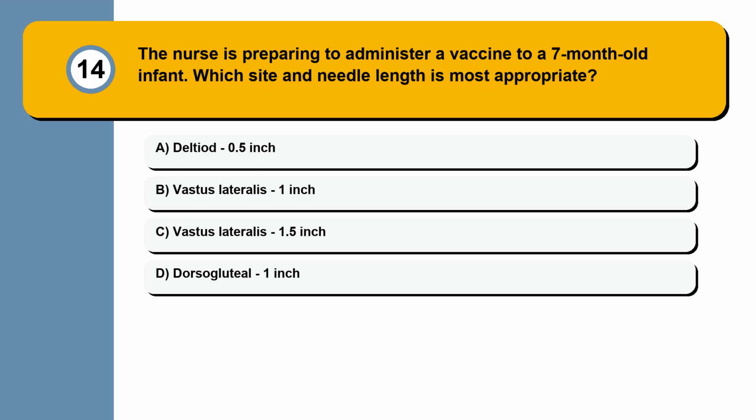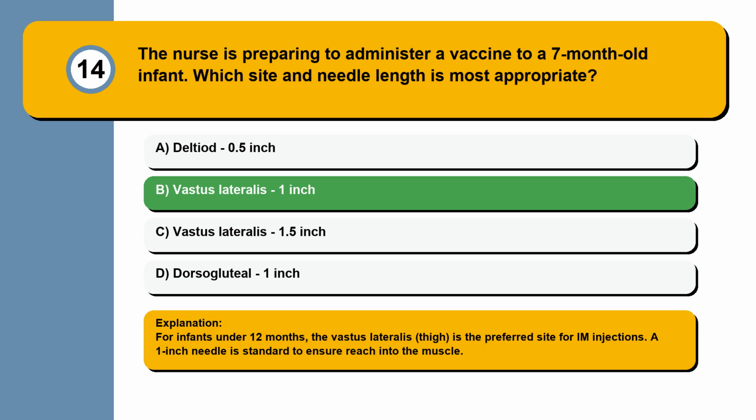Question 14. The nurse is preparing to administer a vaccine to a 7-month-old infant. Which site and needle length is most appropriate? Deltoid 0.5 inch, vastus lateralis 1 inch, vastus lateralis 1.5 inch, dorsogluteal 1 inch.